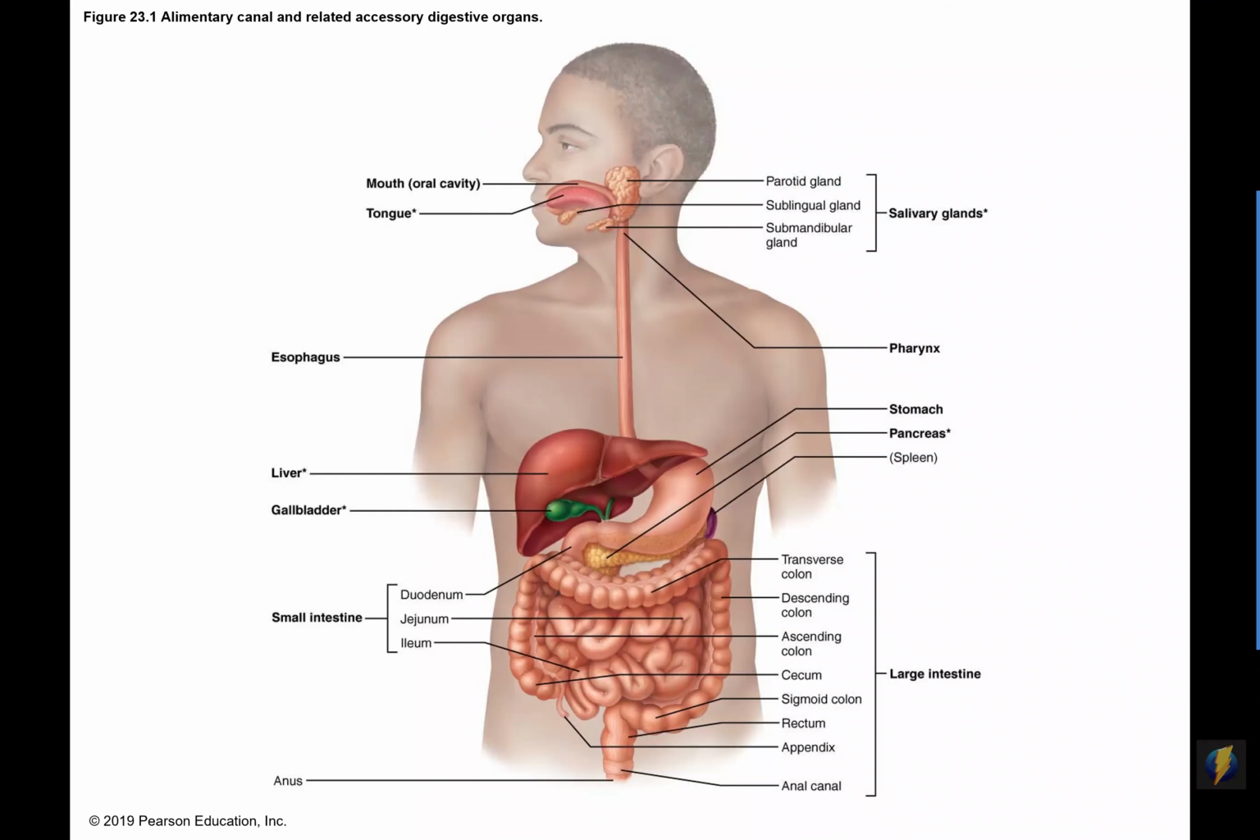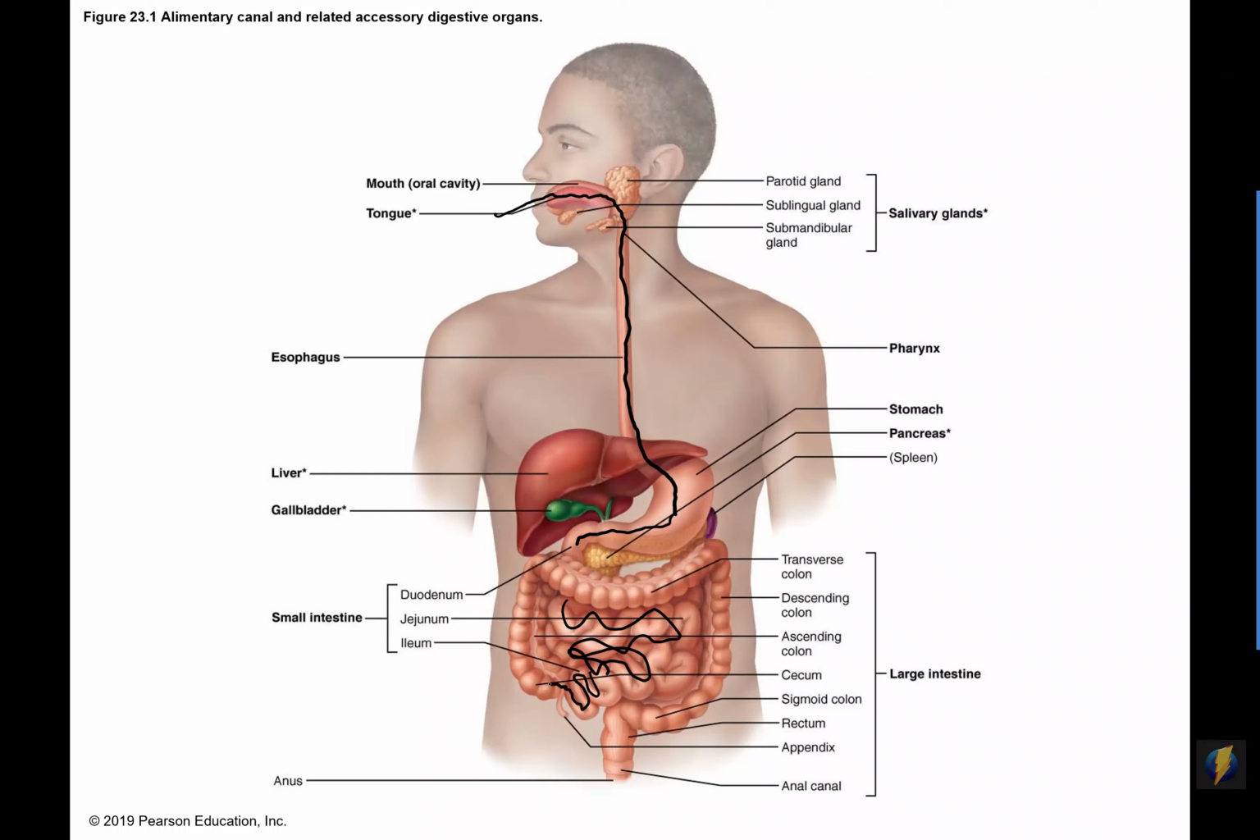So let's take a look. Let's follow the tract first. So of course we're going to go into the mouth, into the oral cavity, down into the pharynx, down the esophagus, into the stomach. From the stomach we are then into the three parts of the small intestine. The duodenum is the first part, the jejunum is the middle part, and the ileum is the last part.